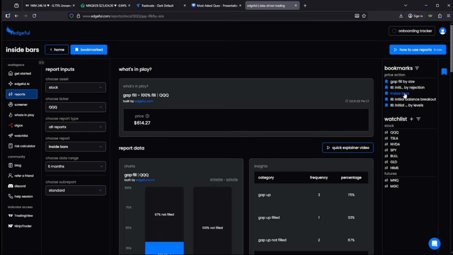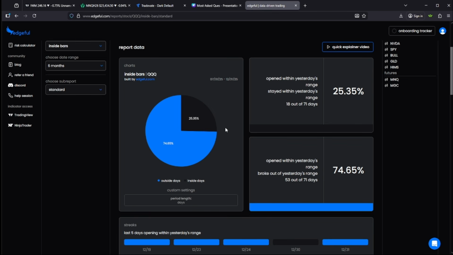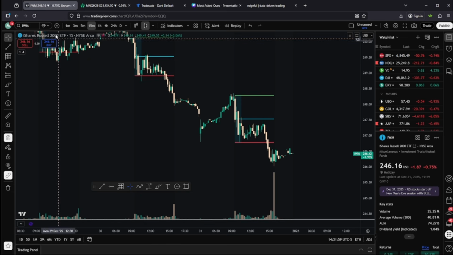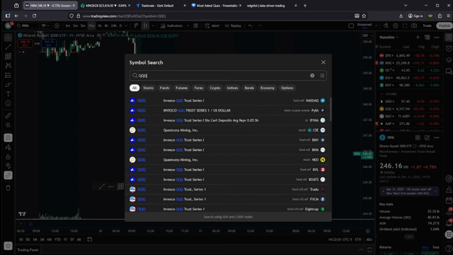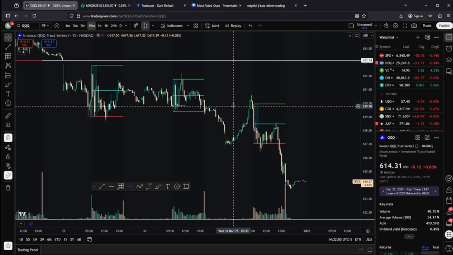The next thing that I go and do is look at inside bars, and this is probably one of the better reports on Edgeful. Tells you whether or not we're going to break out of the previous day's range or if we're going to stay within it. If price opens outside of previous day's range, this stat does not apply. If price opens inside of previous day's range, then that gives a pretty significant draw to previous day's high or previous day's low. Just something to add into your trading strategy.